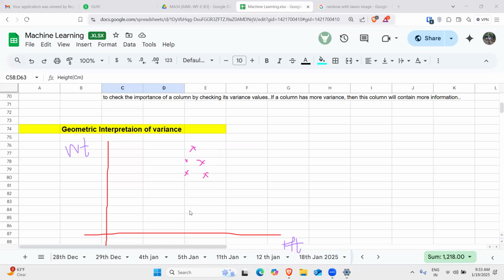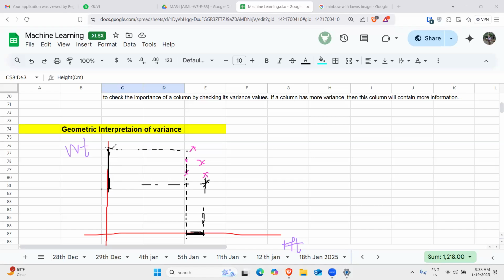Right? So the variance, if you just draw it, extend it to the axis, for height, it varies from this place to this place. So this much is your variance for height. But what is your variance for weight? Weight varies from this position to this position, let's say. So your variance for weight is this.